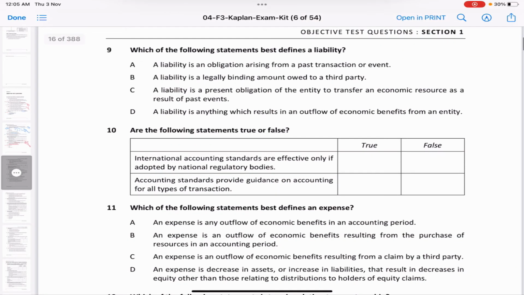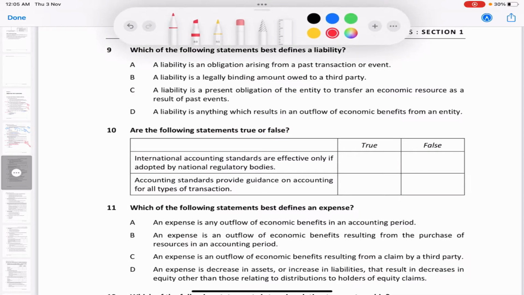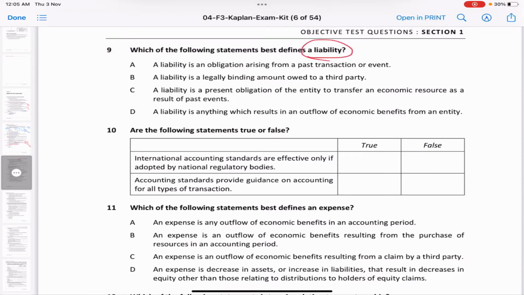Which of the following statements best defines a liability? So we are talking about the definition of a liability. A liability is an obligation arising from a past transaction or an event. A liability is a legally binding amount owed to a third party. A liability is a present obligation of the entity to transfer an economic resource. A liability is anything which results in an outflow of economic benefits.